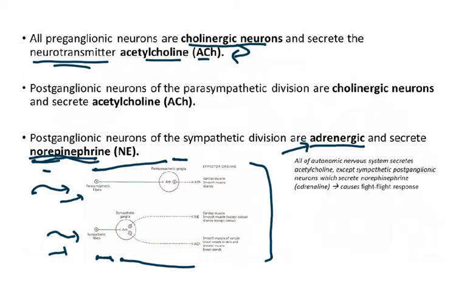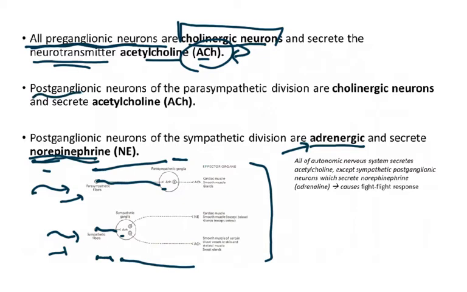And we can keep this fairly simple by remembering that all the preganglionic neurons, parasympathetic and sympathetic, are going to be considered cholinergic neurons. That just means they're all going to release acetylcholine. So coming from this first neuron of the parasympathetic, it's going to release acetylcholine. And coming from this first neuron of the sympathetic, it's going to release acetylcholine. Okay, so that much is going to be the same and relatively simple.